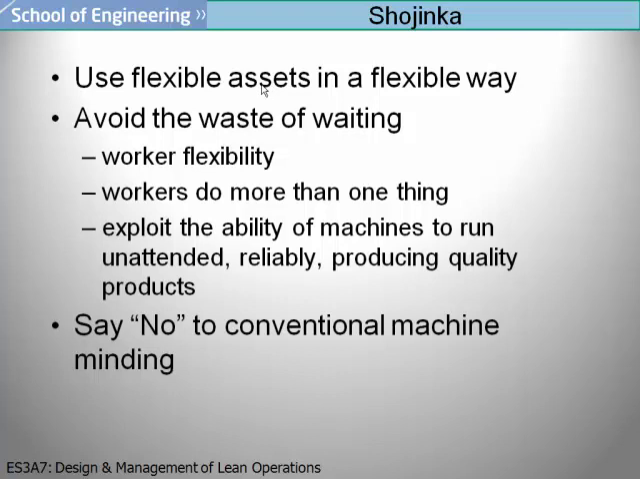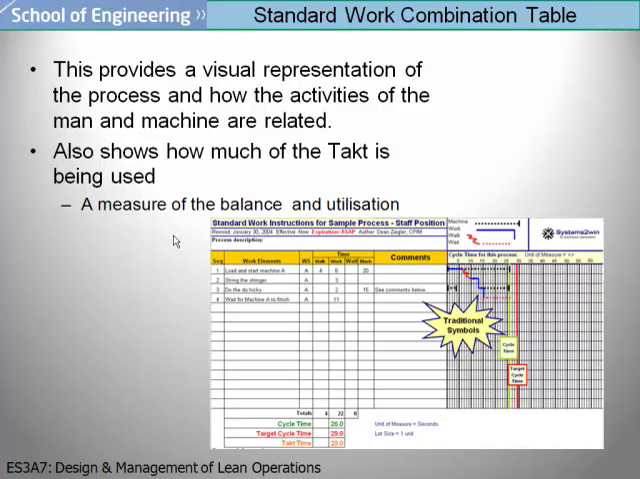So we want to avoid the waste of waiting. We want workers to be doing useful things, and we don't want them to be tied to machines, just watching the machines work. So we want to say no to conventional machine minding. The first of the charts I want to introduce is the standard work combination table, which includes an area that describes the sequence of activities and some timing data associated with them, and a pictorial representation of the operations and the operator's movement between the operations within a certain takt time, shown by this red line here.